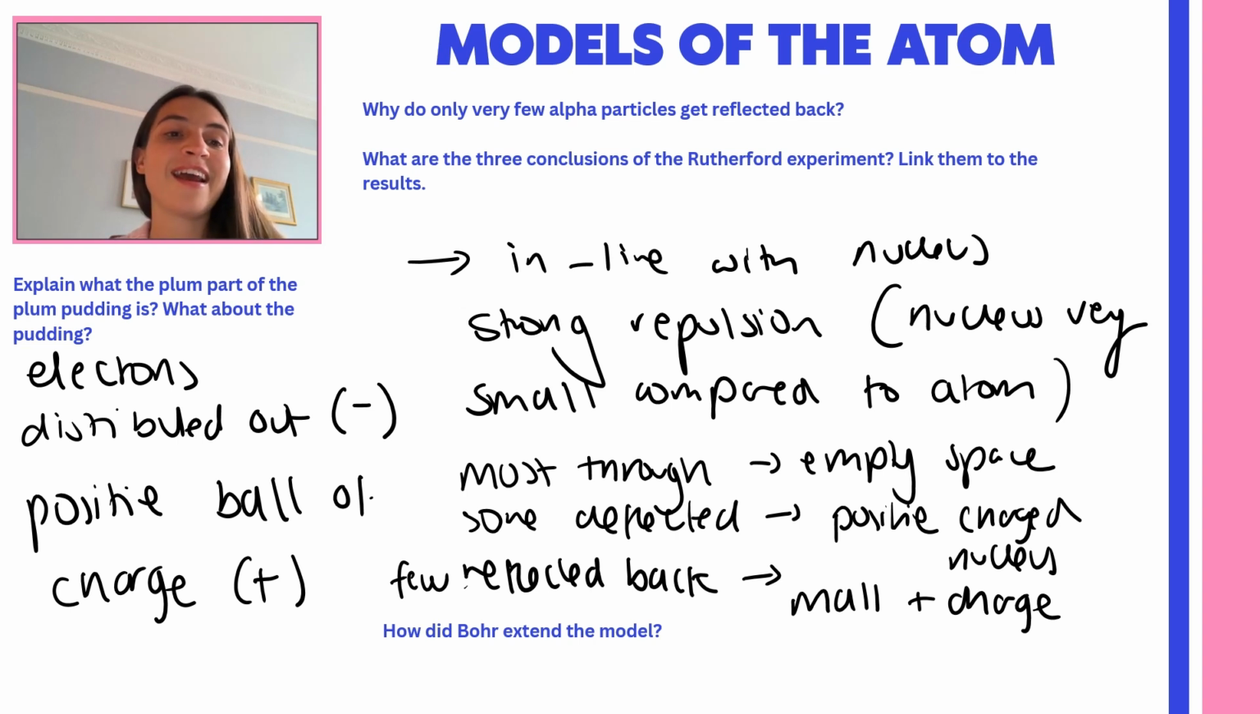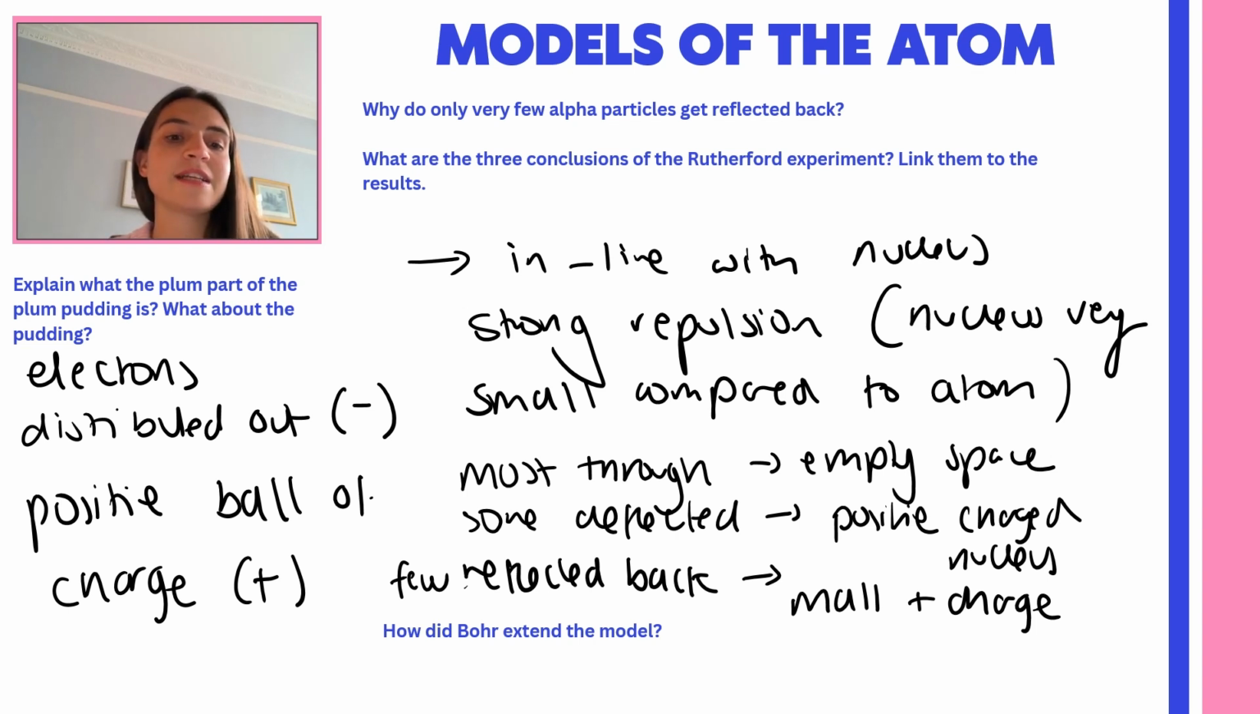And finally, very few are reflected back. And the fact that there's very few reflected straight back, and those were the ones that would be in line with the nucleus, tells me that nucleus must be very small and so very dense. Your mass and your charge is concentrated in the nucleus of your atom.